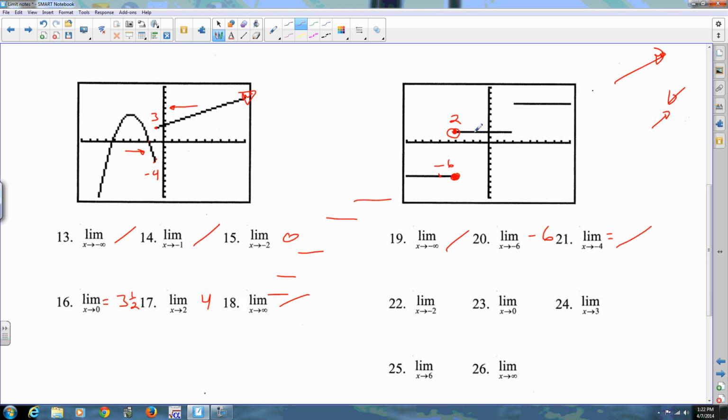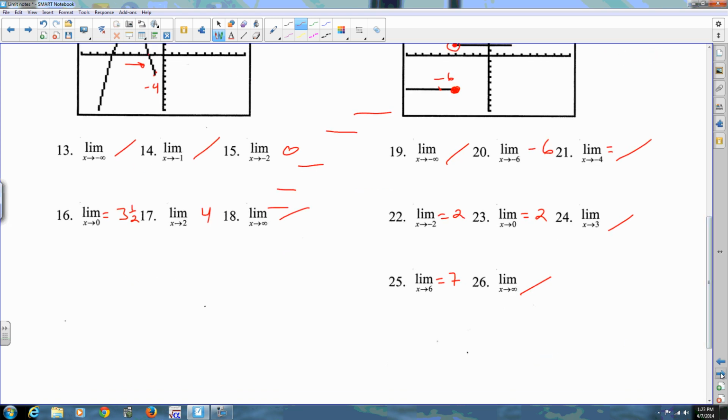At negative 2, you're at 2. At 0, you're at 2. At 3, here you're at 2, there you're at 7. It doesn't matter what type of circle is at which end. There's no limit at 3. At 6, you're going to be at 7. I'm assuming these steps are going to continue. I have no information to tell me they don't, so there isn't a limit. All right, let's go to the next page.